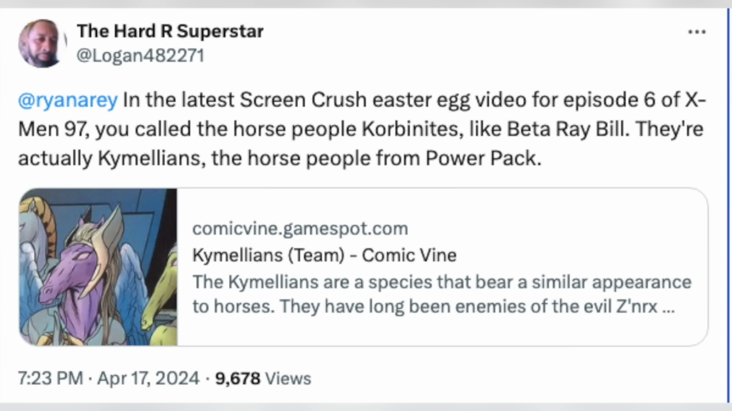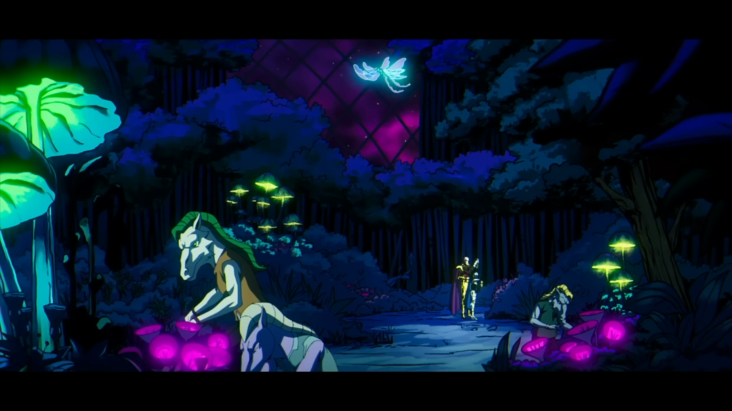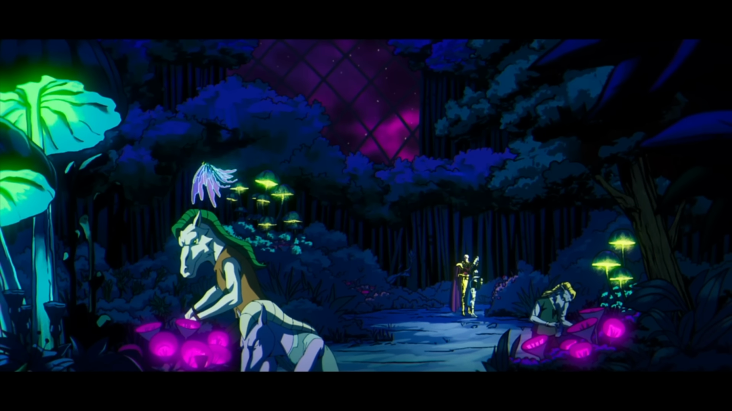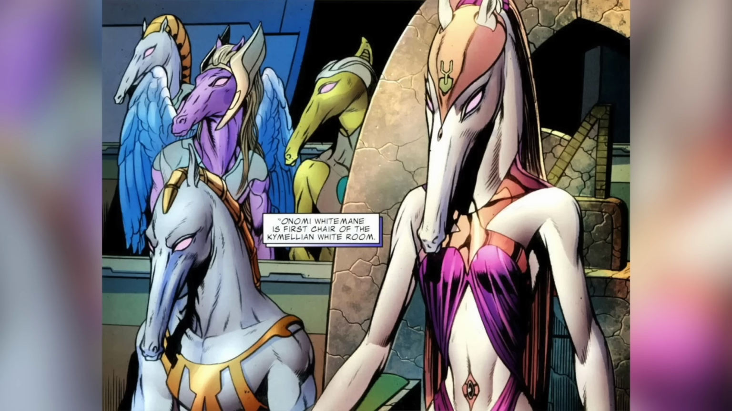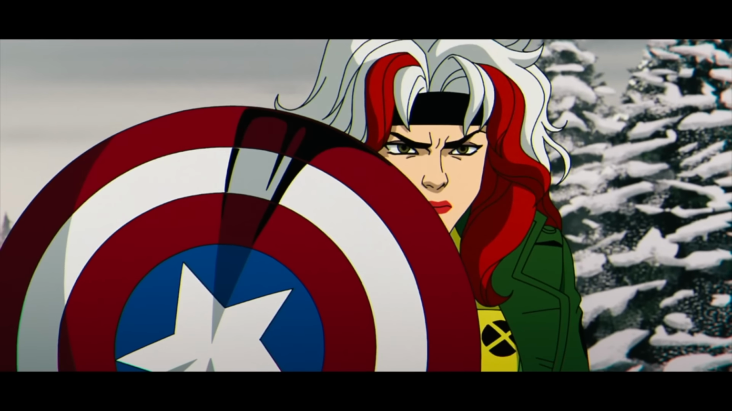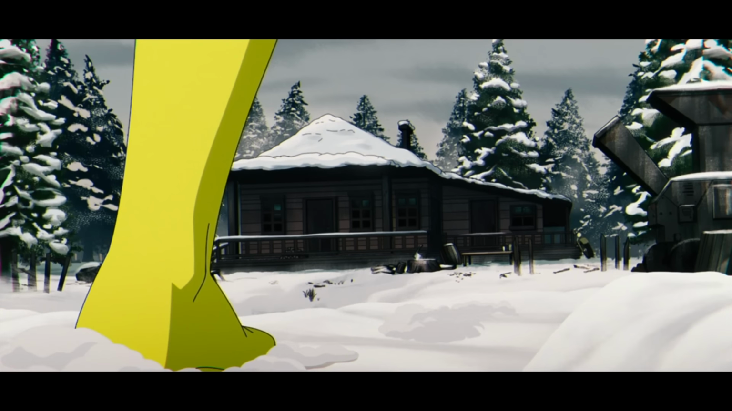I also want to shout out the Hard R Superstar on Twitter for pointing out the horse people in episode 6 are actually Chimelians, the horse people from Power Pack. And in episode 7, Cap's shield makes the same sound it does in the MCU.